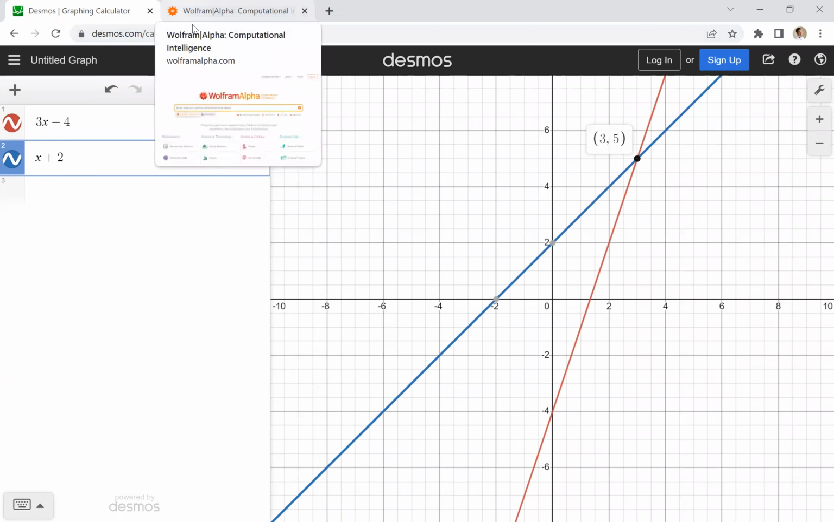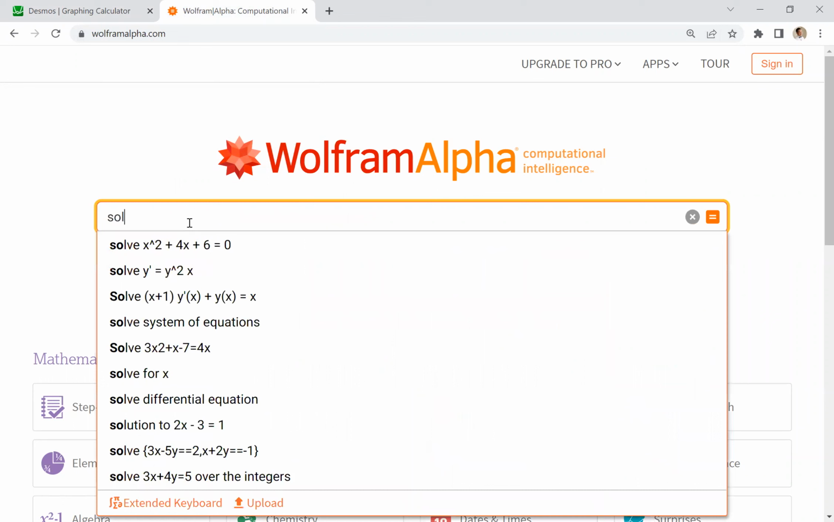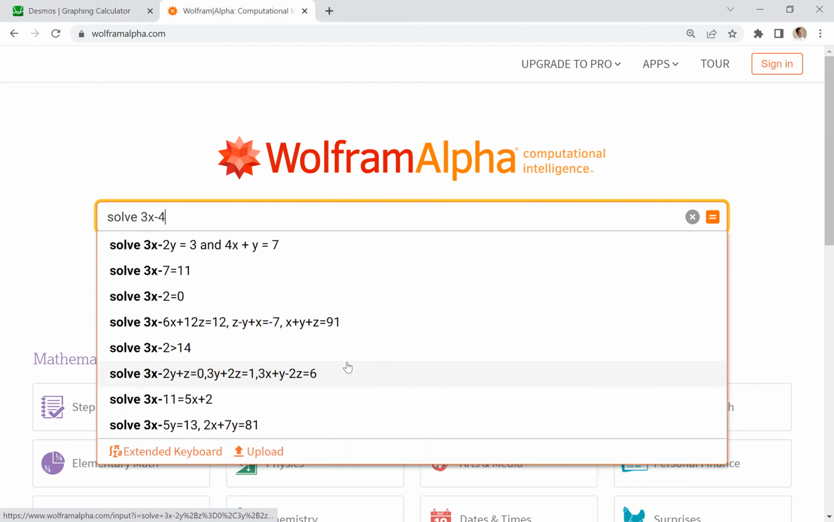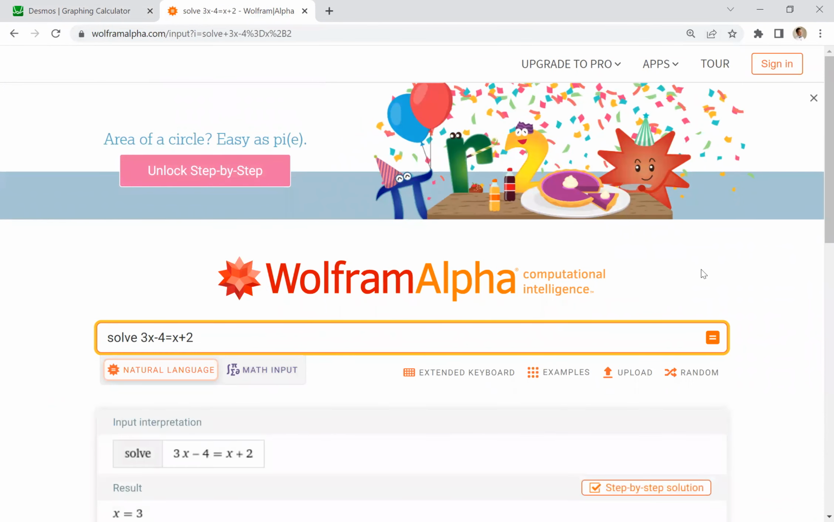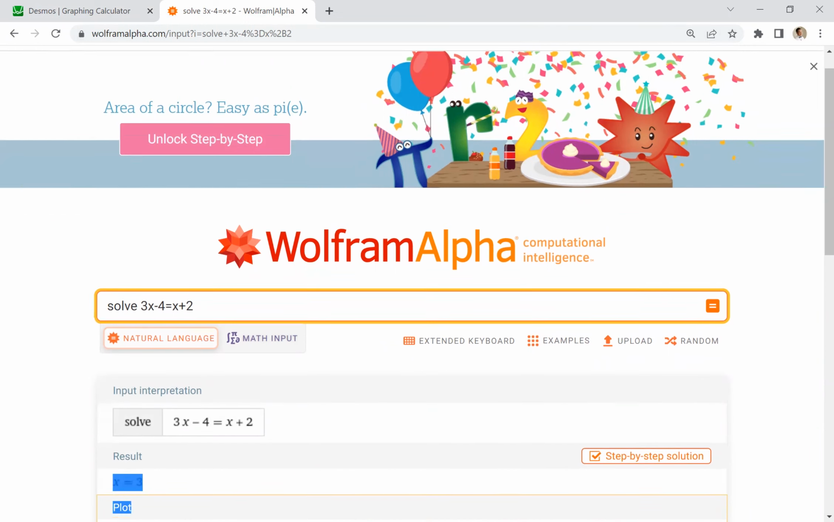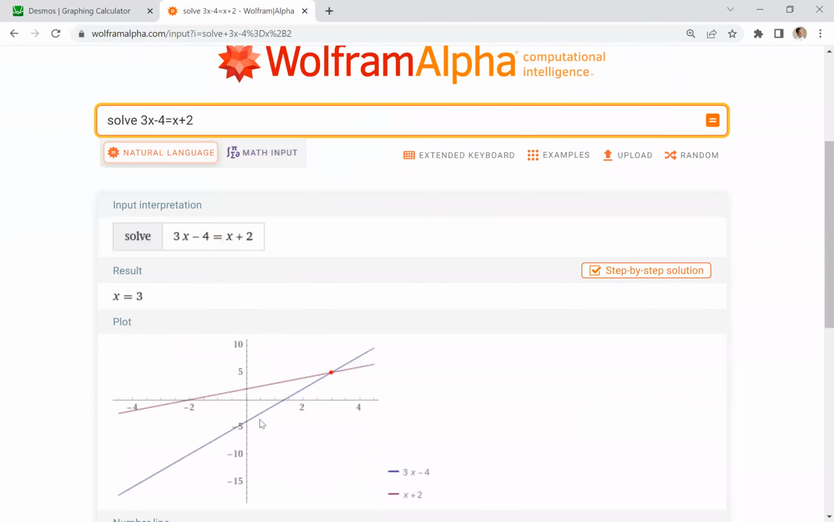Another way to check the answer is to use Wolfram Alpha. All you have to do is type solve and type in the equation 3x minus 4 equals x plus 2. Hit enter. And ta-da! Look at the result here. x equals 3. Pretty cool, huh? Wolfram Alpha even does the plot for you and gives you the intersection. The intersection is, of course, x equals 3.